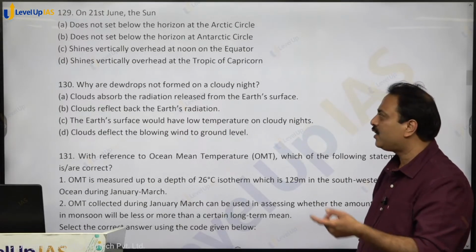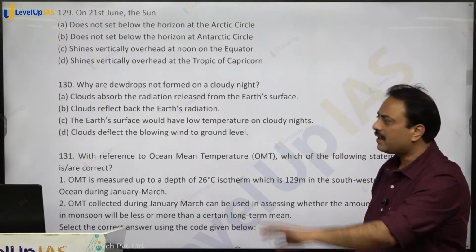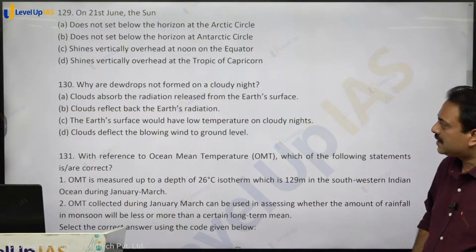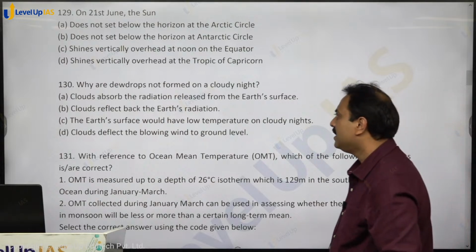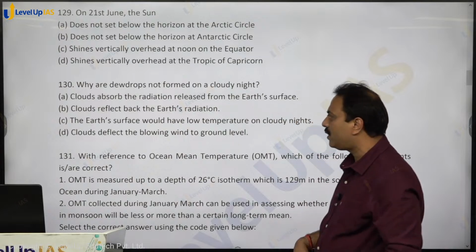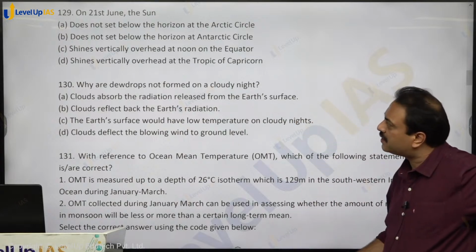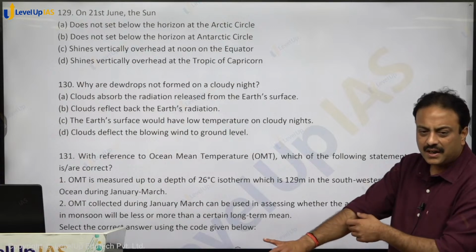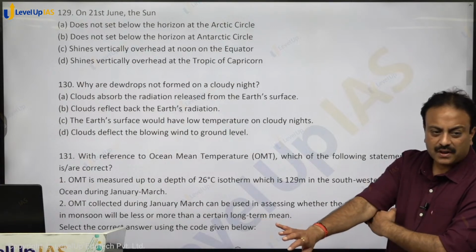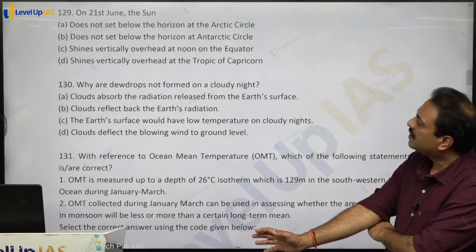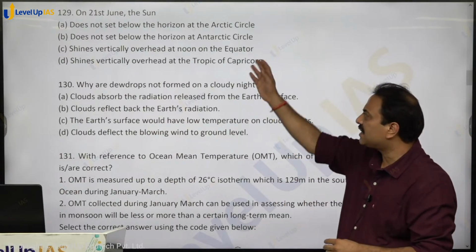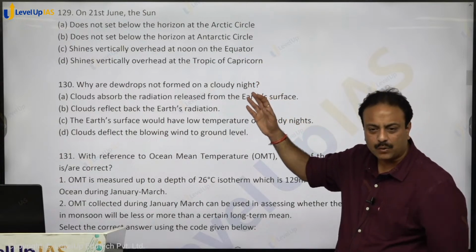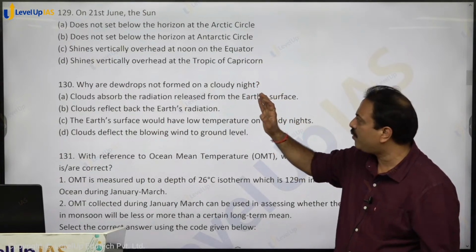Every second year UPSC is asking something on this particular topic. On 21st June, the sun does not set below the horizon at Arctic, does not set below the horizon at Antarctic, shines vertically overhead at noon on equator, shines vertically overhead at Tropic of Cancer. 21st of June is summer solstice, longest day of the northern hemisphere. At that time, sun will not set below the horizon at Arctic Circle. Antarctic Circle, it will be complete blackout. 24 hours of night will be there.